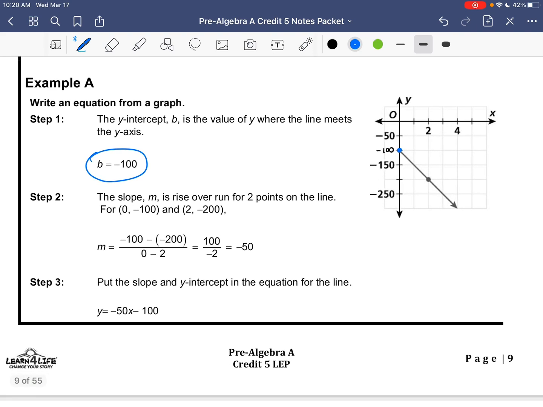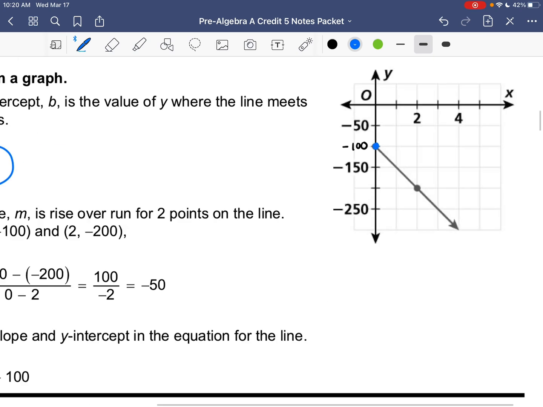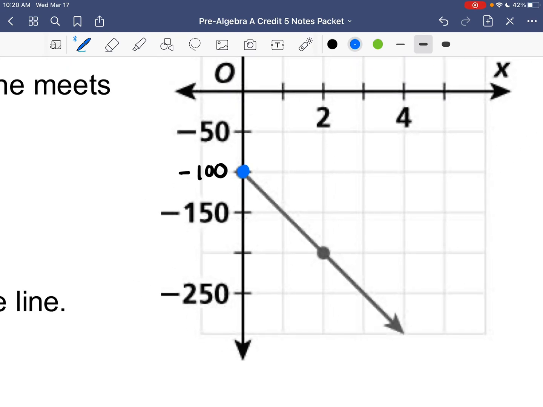Okay, looking at step 2, how do we find the slope? Well, to find the slope, we need to find 2 points on the line or on the graph. If this is our first point, where our x-coordinate is 0 and our y-coordinate is negative 100, and my second point is where x is 2 and the y-coordinate is negative 200, I could find the slope by finding the change in y and then the change in x.